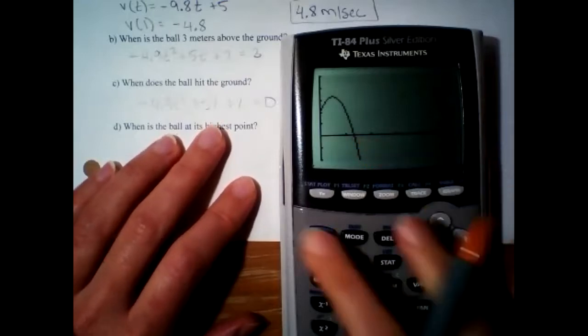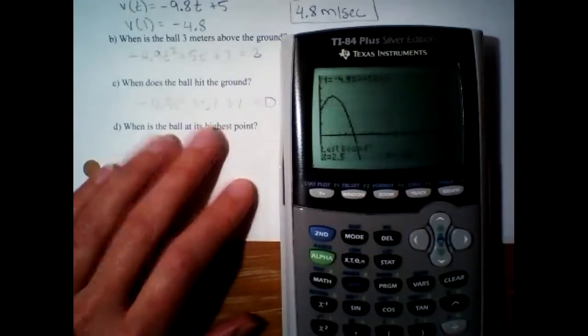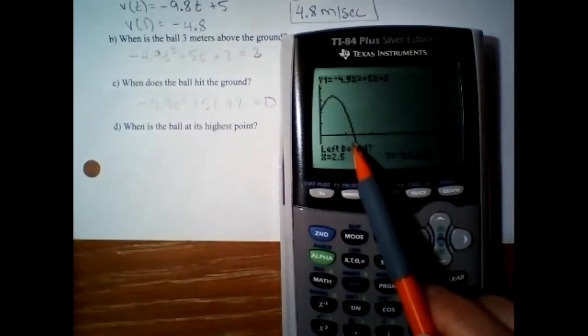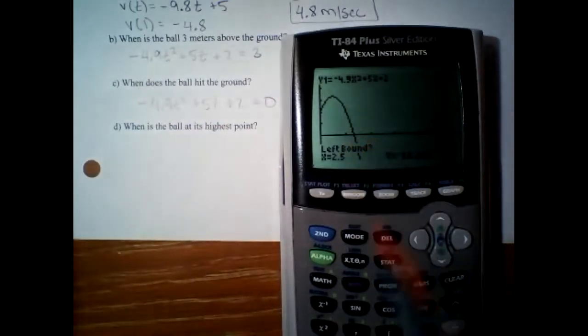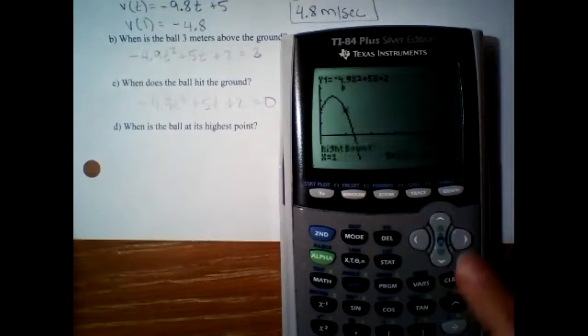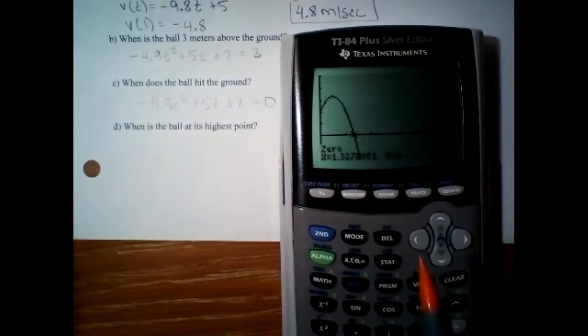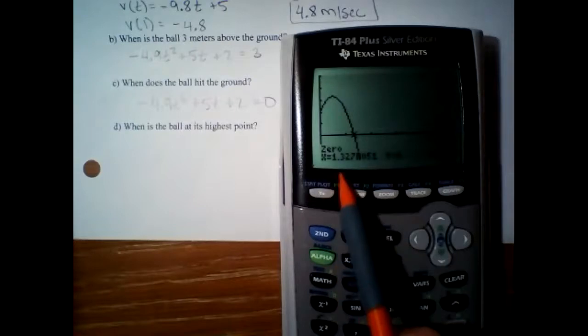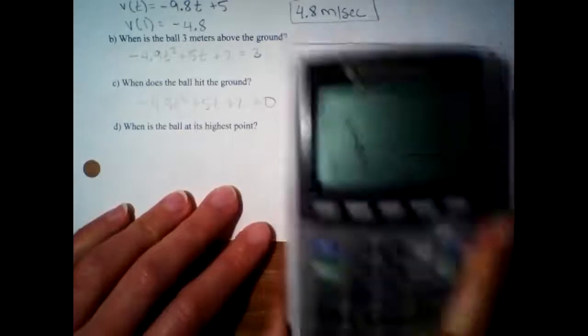So now we want to calculate a 0. So calculate 0. It appears to be between 1 and 2. So left bound, I'm going to do 1 enter. Right bound, I'm going to do 2 enter. Guess, I'm going to put 1.5. And it will give me that time. So 1.327 seconds.